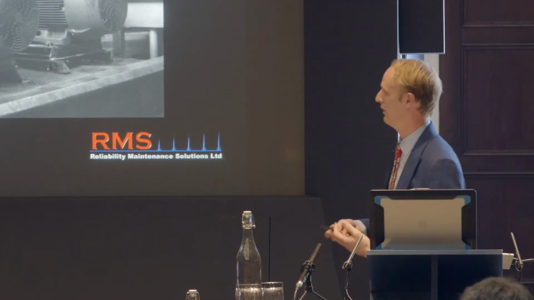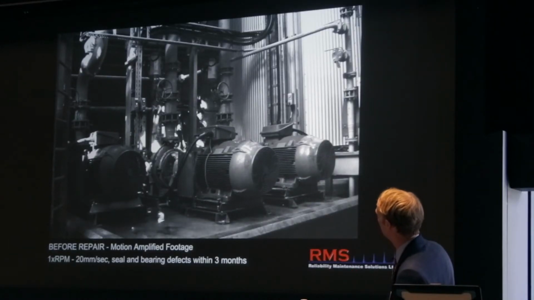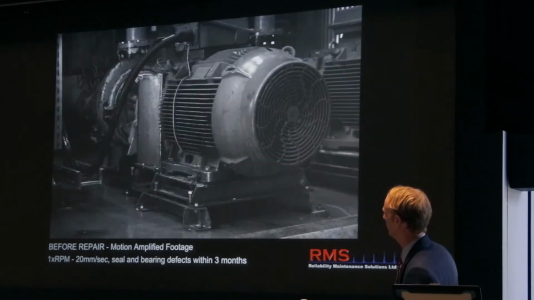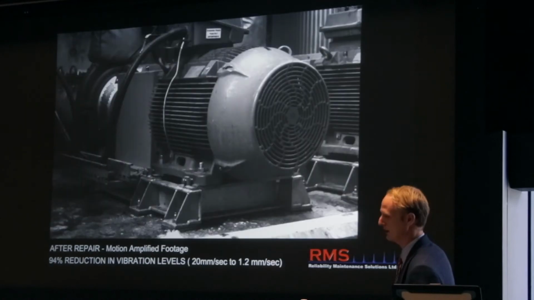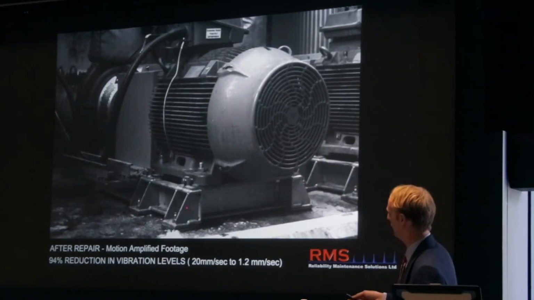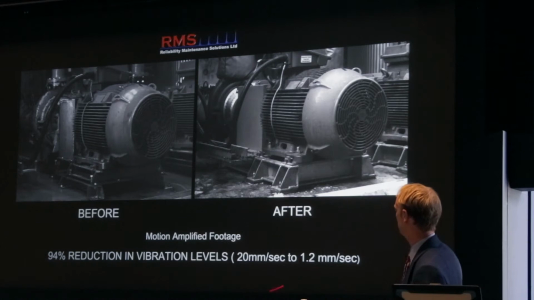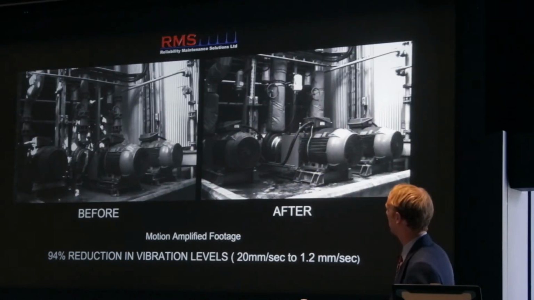Just to show you a before and after, so there's that same shot, just with all 3 machines in. They're all bad, at 20 millimeters per second in velocity. We then have the rectification. So we've now got a really good sturdy base for that machine and a reduction in vibration levels at 94% below. It's down to 1.2 millimeters per second, which is much more acceptable.